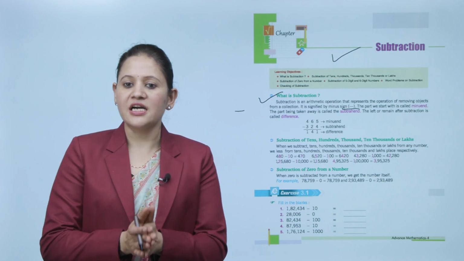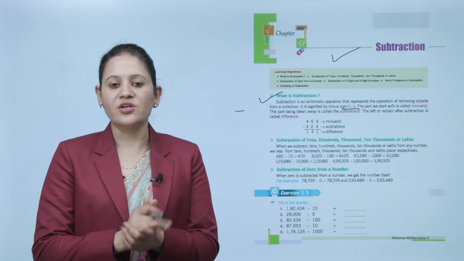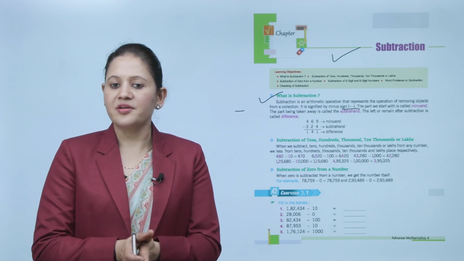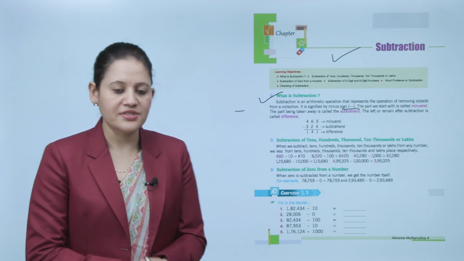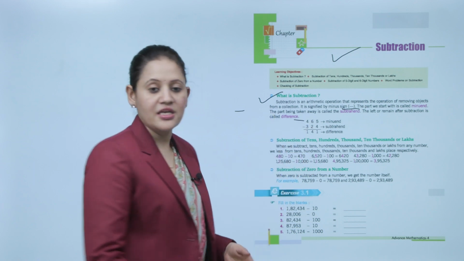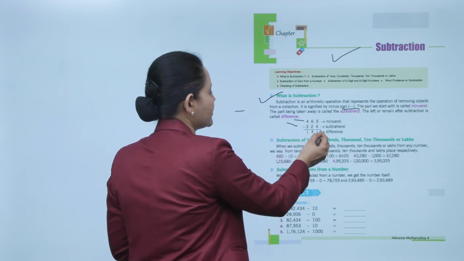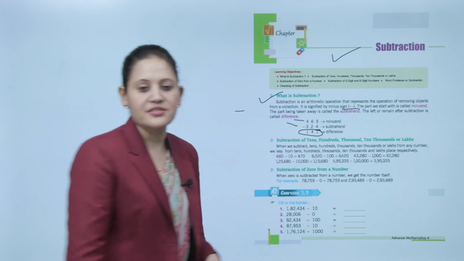The number we start with is called the minuend. The part being taken away is called the subtrahend. What is left or remains after subtraction is called the difference. Like here, this number is known as the minuend. The number which we are subtracting is known as the subtrahend, and the result is known as the difference. Clear?